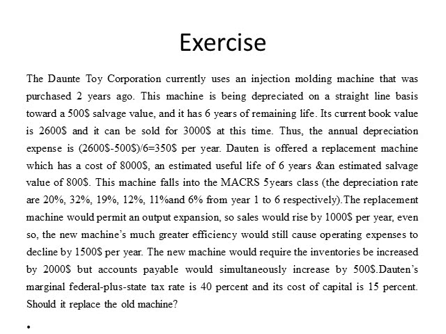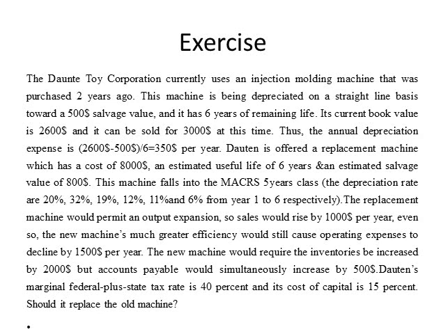Thus, the annual depreciation expense is 2,600 minus the 500, the salvage value, over the 6 years, the remaining life, equal to $350 per year. Dutton is offered a replacement machine which has a cost of $8,000, an estimated useful life of 6 years, and an estimated salvage value of $800, which means this exercise is talking about a replacement. The previous one was talking about only acquiring a new machine. Here you are going to replace an old machine with a new machine.